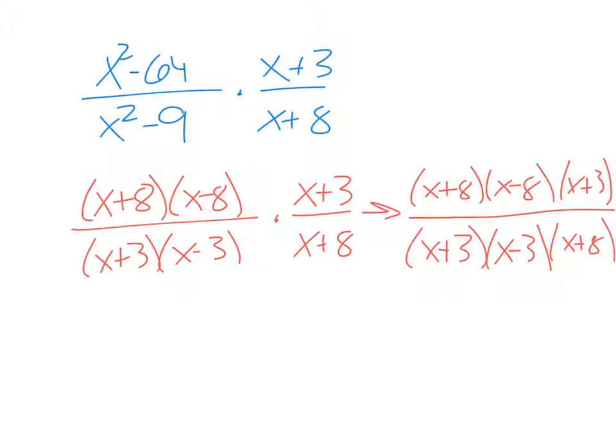Again, we're just multiplying factors together. So now you're looking for things to cancel, and we have an x plus 8 that can be canceled, and an x plus 3 that can be canceled, and there's nothing else that we can do. So our final answer is going to be x minus 8 over x minus 3.